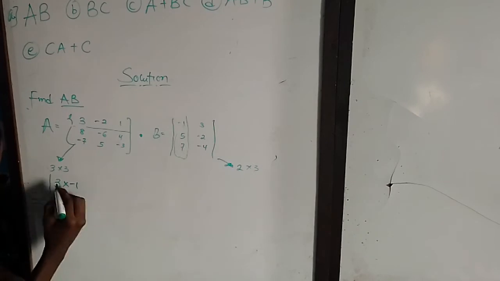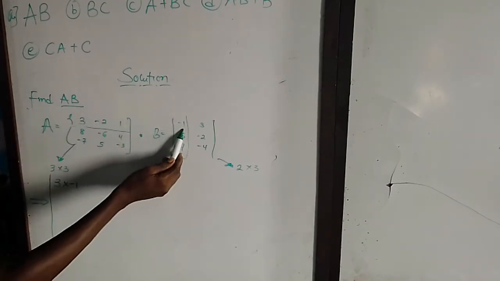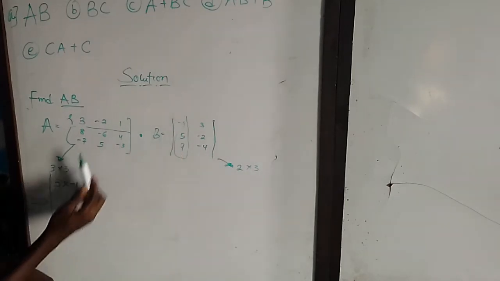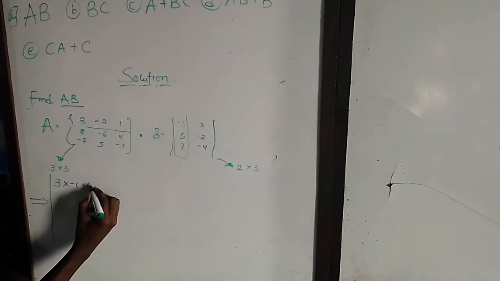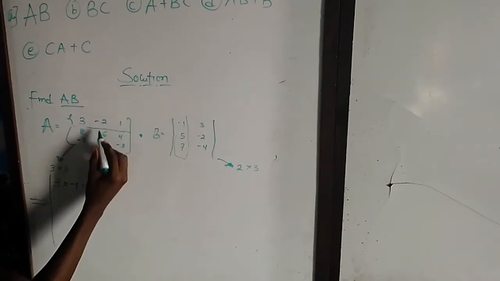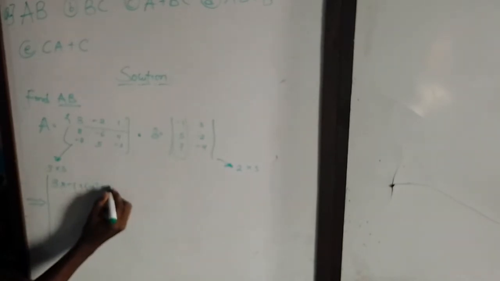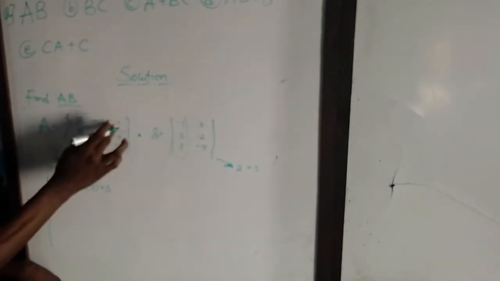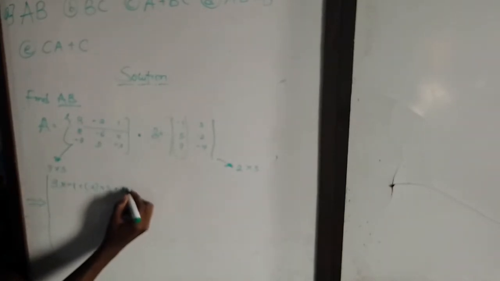We say 3 times minus 1. This is it. So we now say again, plus open bracket minus 2 times 5. Do you understand? Then 1 times 7. Do you understand?